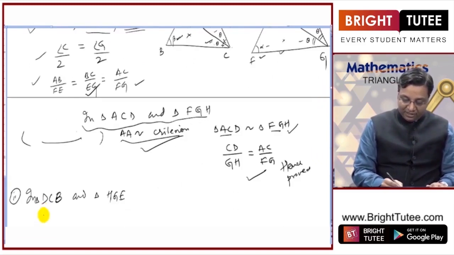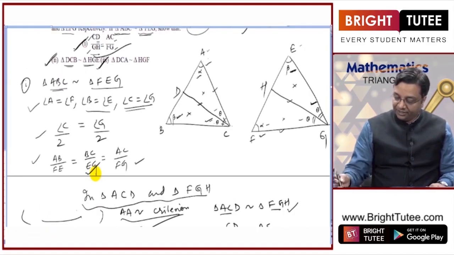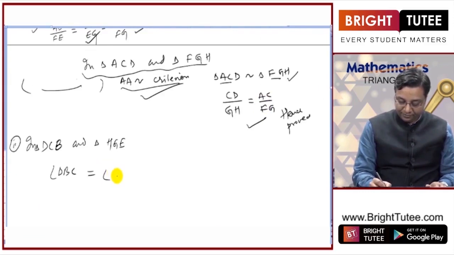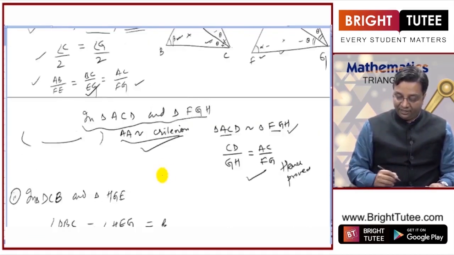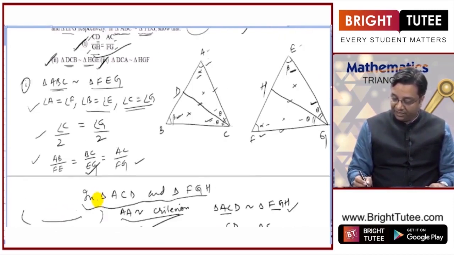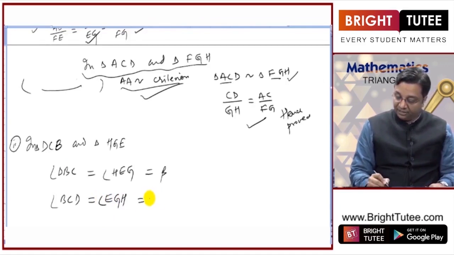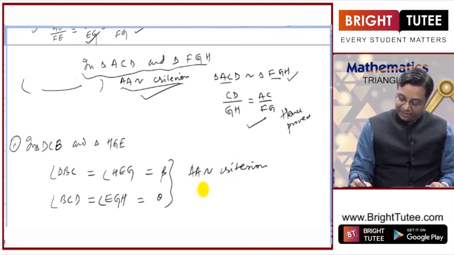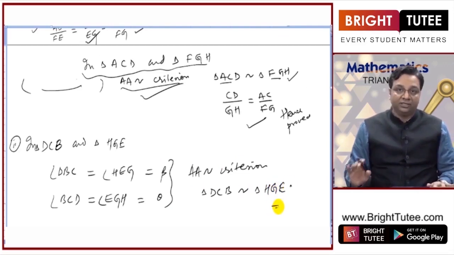Otherwise, as I mentioned earlier, you can show that angle DBC is equal to angle HEG, because I have taken these two angles as angle beta, right? And what is the other angle? Angle BCD is equal to angle EGH. These angles are equal to angle theta, right? So two angles are equal. So by angle similarity criterion, I can say that triangle DCB is similar to triangle HGE. So this was a simple application of similarity here.